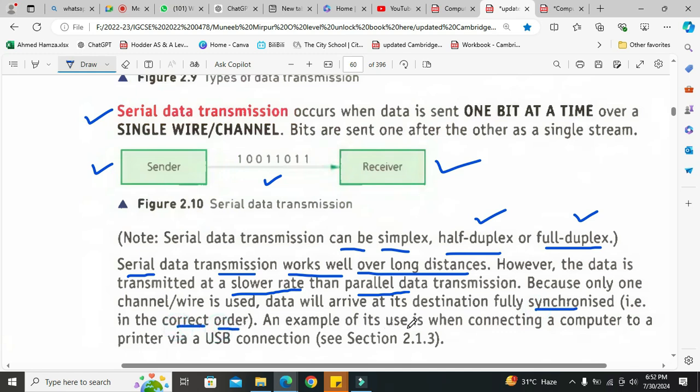An example of its use is when connecting a computer to a printer via a USB connection. This is the example of serial data transmission when we are connecting a computer to a printer using a USB. USB stands for Universal Serial Bus, because we can connect the computer with the serial port of your system.